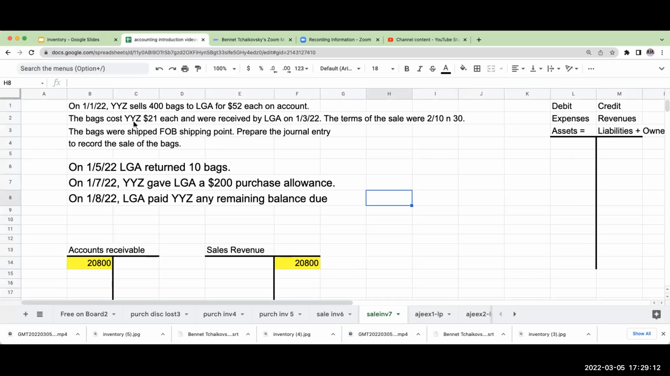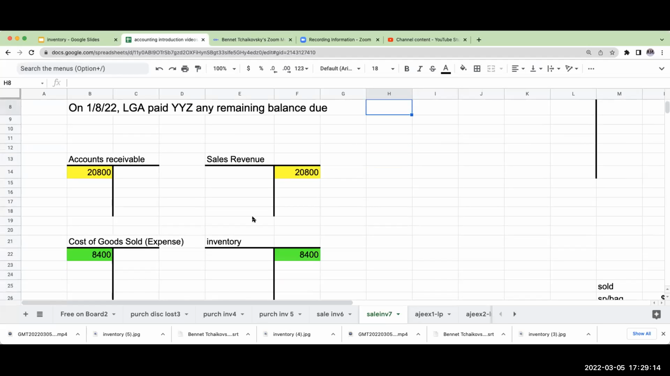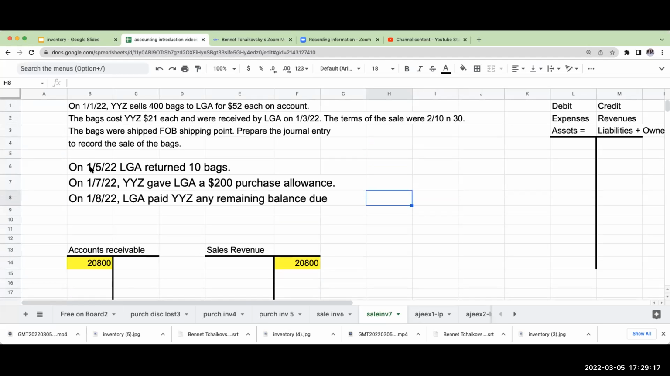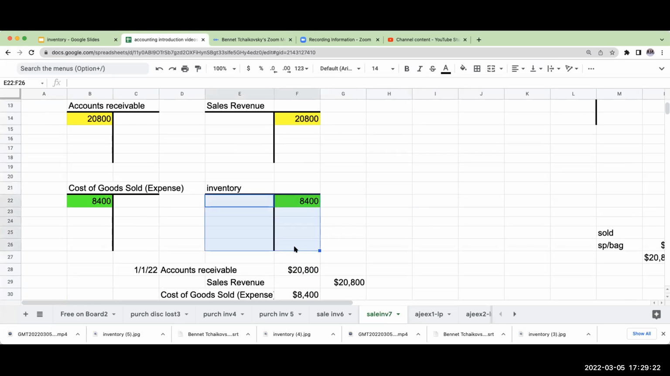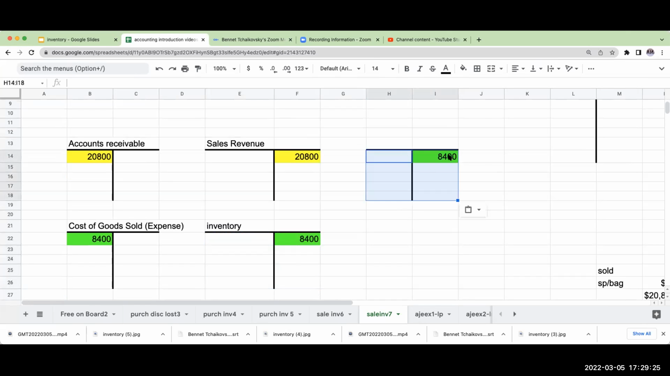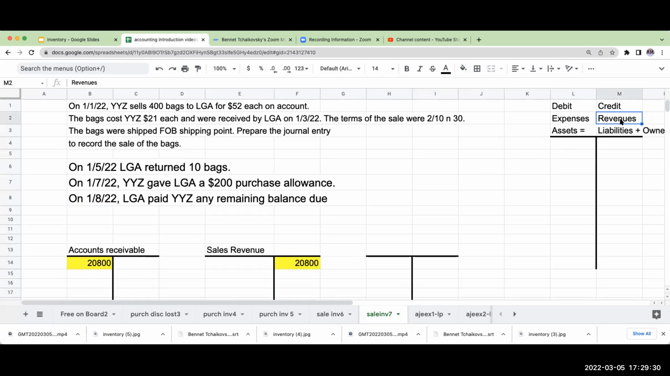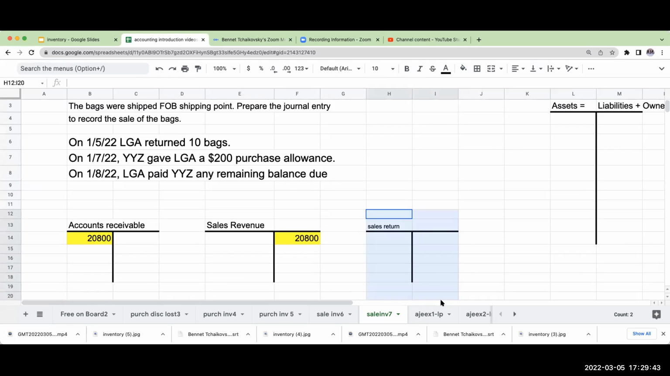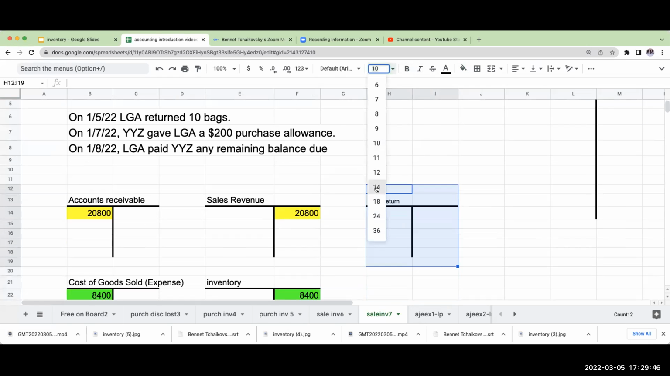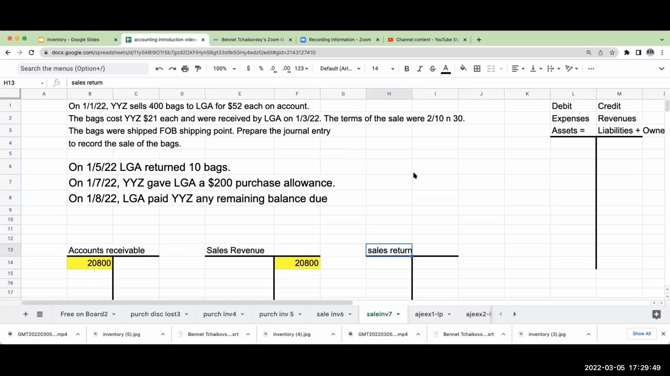So right over here, we're building off our prior example. We've recorded the sale. Now, on 1/5/22, LGA returned 10 bags. Once something is returned, we use something we call a contra revenue account. Because it is a contra revenue account, it is going to have a debit balance, and this is going to be for a sales return. So if LGA gave us back 10 bags, I'm going to record a sales return. Let's go figure this out.